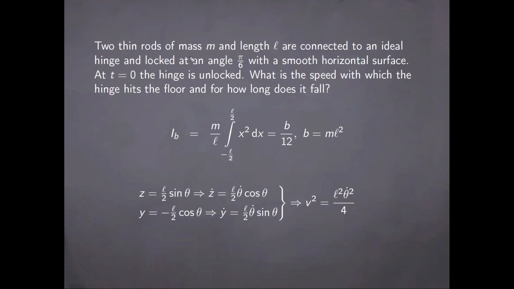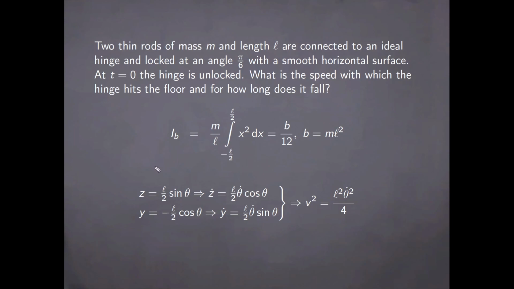A similar situation follows in the case of having two thin rods of equal masses m and lengths l, which are connected to an ideal hinge and locked at an angle of pi/6 with a smooth horizontal surface. We are assuming that the initial moment the hinge is unlocked, and we would like to find the speed with which the hinge hits the floor, and we would also like to know the time it spends falling.